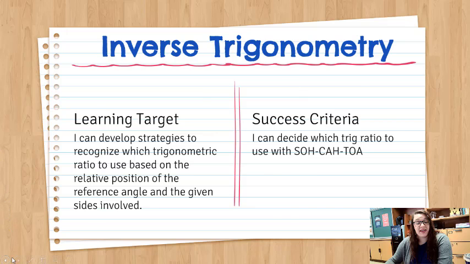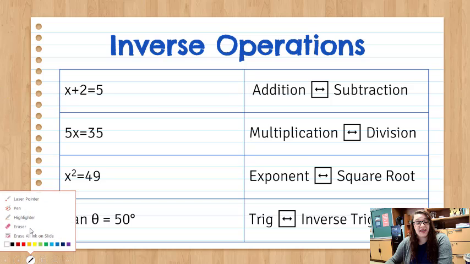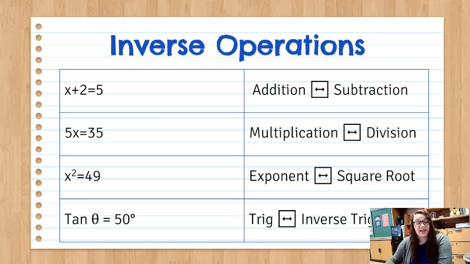Let's jump in here. First off, I'm going to talk about inverse operations in general. So we know that if we were solving a problem that looked like this, x plus 2 equals 5, in order to solve that, we would subtract 2.